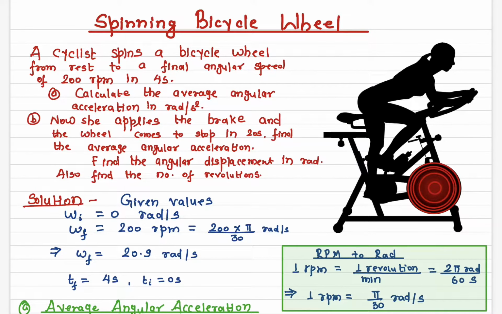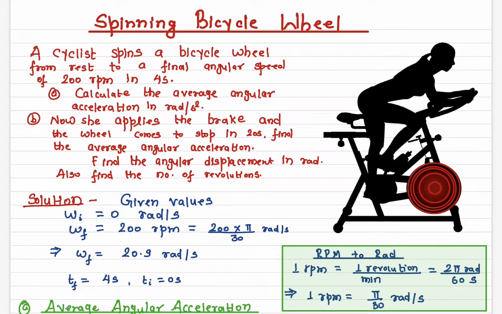In this problem, I'll talk about a spinning bicycle wheel. So we have a cyclist here, and she is cycling. When she starts cycling, the wheel starts from rest, and it comes to a final angular speed of 200 rpm. The rpm stands for revolutions per minute, and the time it takes is 4 seconds. Now we need to calculate the average angular acceleration.